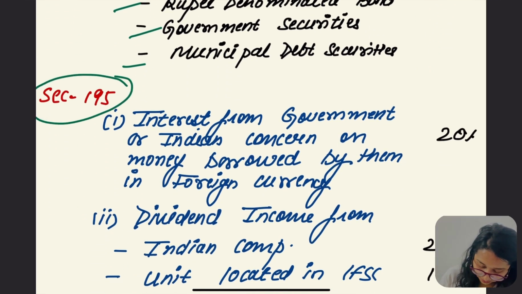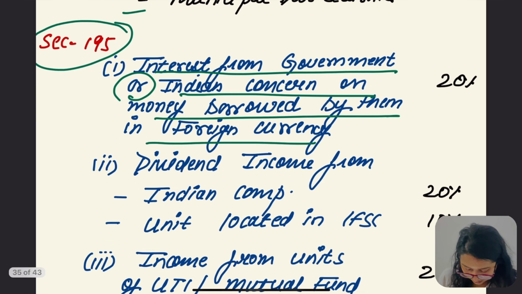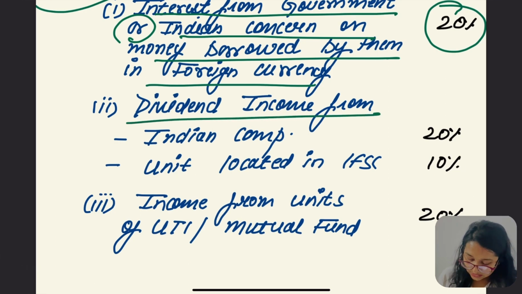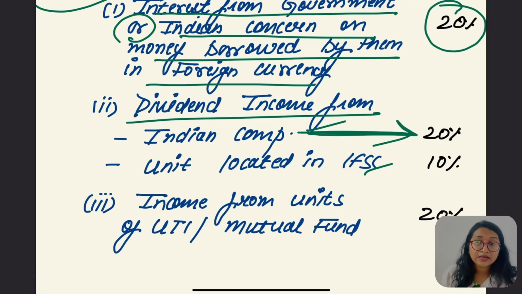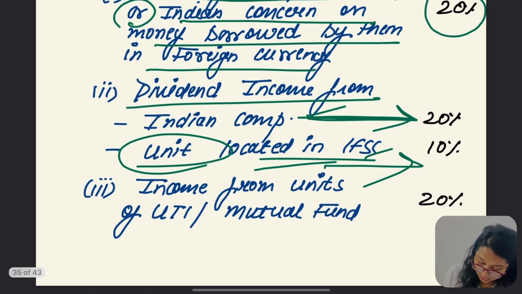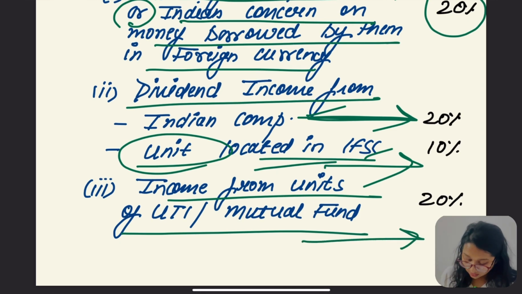Section 195 says about the interest from government or Indian concern on money borrowed by them in foreign currency, that is going to be 20% taxable. Or any of the dividend income received from the Indian company, or unit located in IFSC. For the Indian company, that is going to be 20% chargeable. But if that dividend income is received from the unit which is located in the IFSC, in that case 10% would be taxable. Now income from unit of UTI mutual fund, that is going to be 20% chargeable.